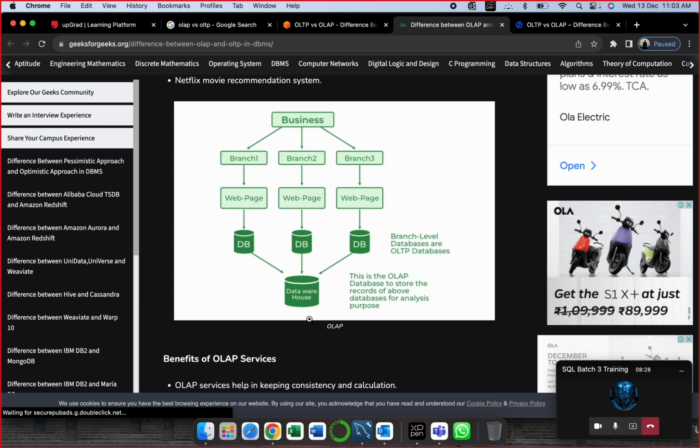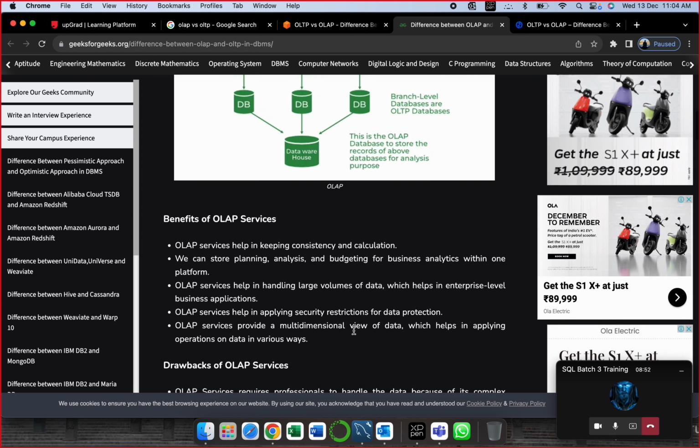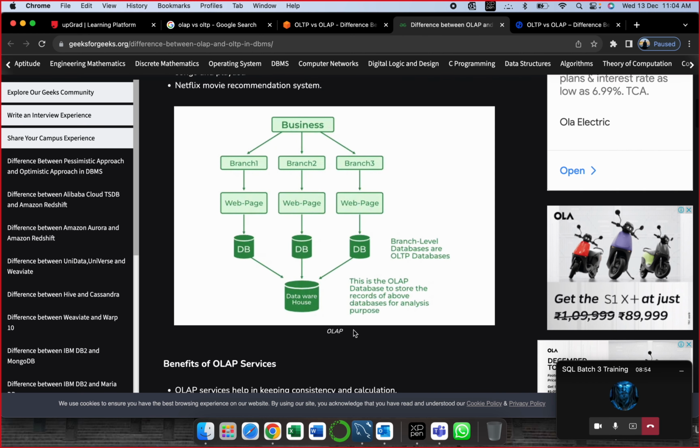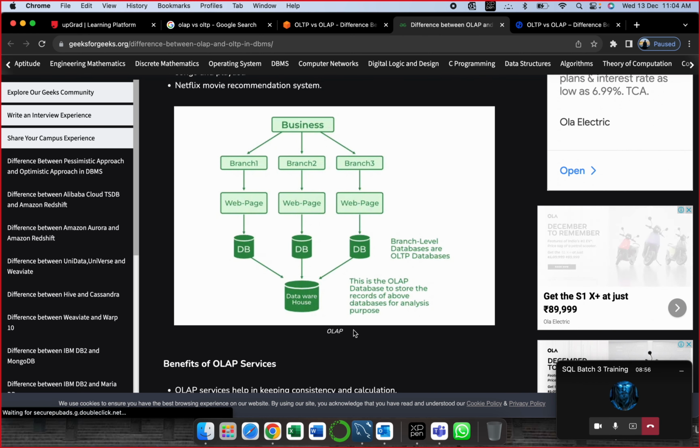Let's say your banking system, your ATM machine, your UPI transactions, your transactions on online platforms like Amazon, Myntra, Flipkart, Spotify, Netflix, all these are OLTP based database systems. Why? Because on all these platforms, you have to just hear me and you can make down notes.